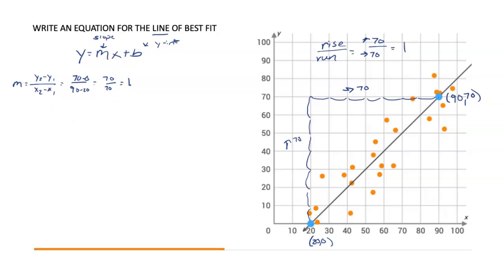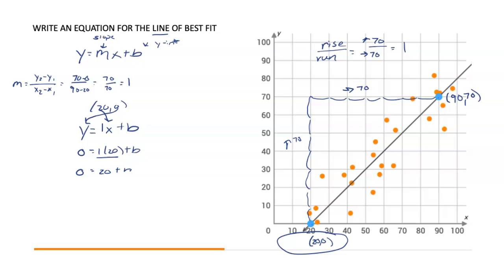So remember, we can use our m and one of these coordinates. Does it matter which one? No, we're mathematicians. We tell it what to do, right? So y equals, now remember, it's 1x plus b. Now I need one of them. Which one? I like to use the ones that have zeros if possible. So if I have 20, 0, I'm going to use that one. The 20 is going to go where the x is, and the 0 is going to go where the y is. So now I have 0 equals 1 times 20 plus b. I'm going to multiply, so 0 equals 20 plus b.